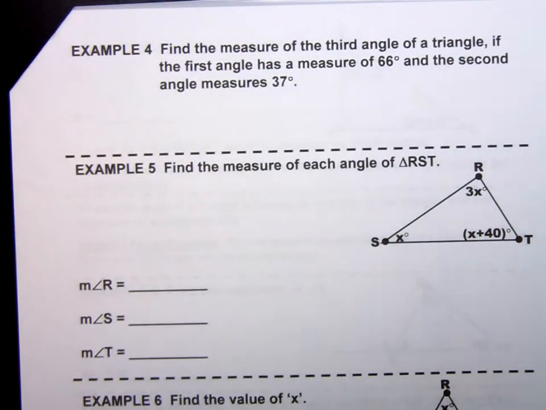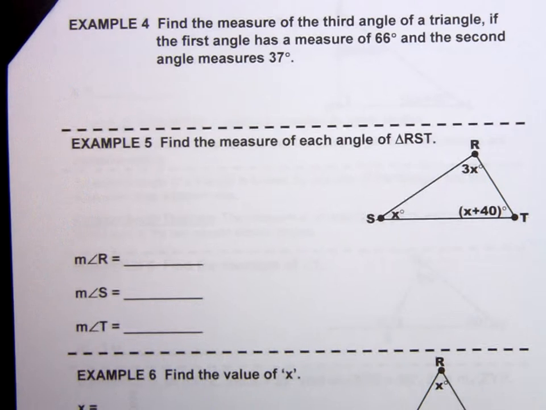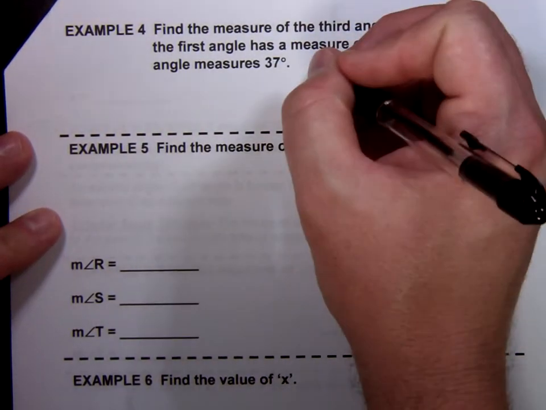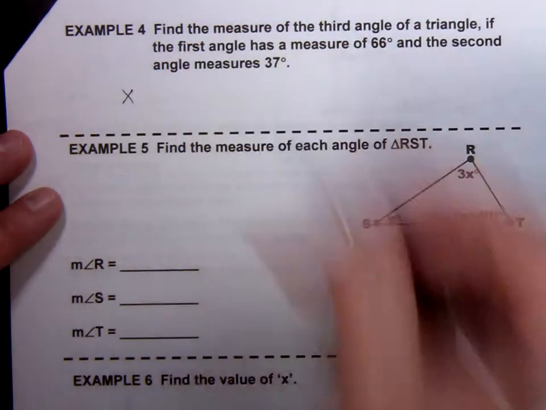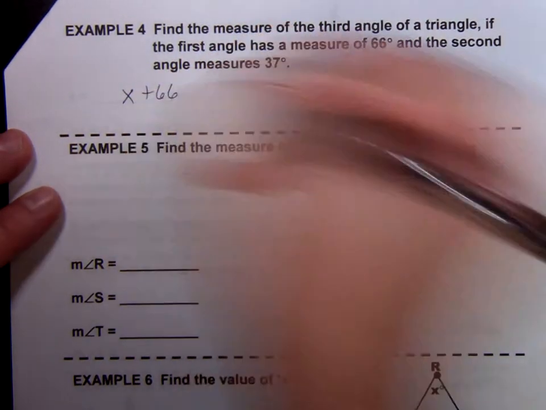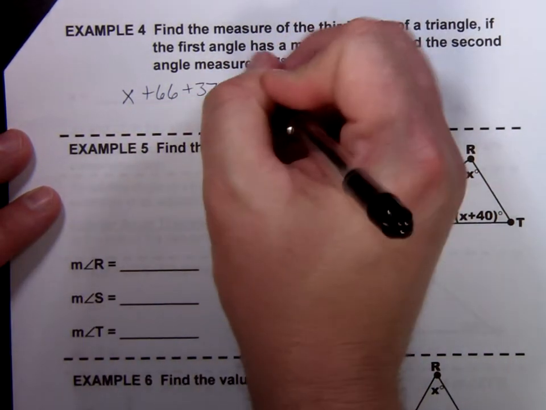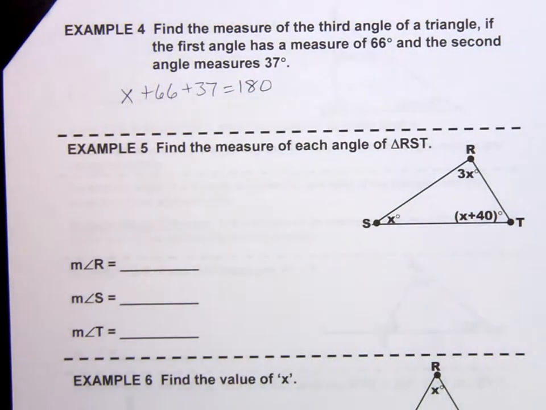All right, turning the page. Find the measure of the third angle of a triangle if the first angle has a measure of 66 degrees and the second angle has a measure of 37 degrees. Remember, we just learned a moment ago that the three angles in a triangle always add up to 180 degrees. So if I want to set this up as an equation, I got one angle I don't know, I got a 66 degree angle, and I got a 37 degree angle. And those three should all add up to 180 degrees. So we're just setting up the equation.